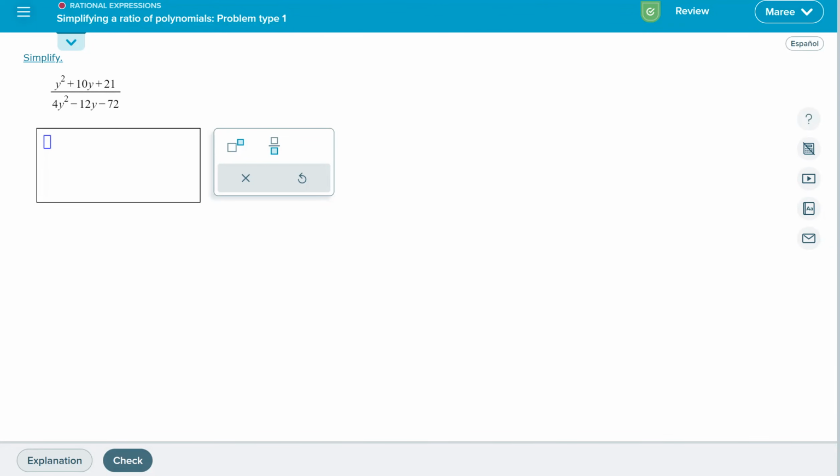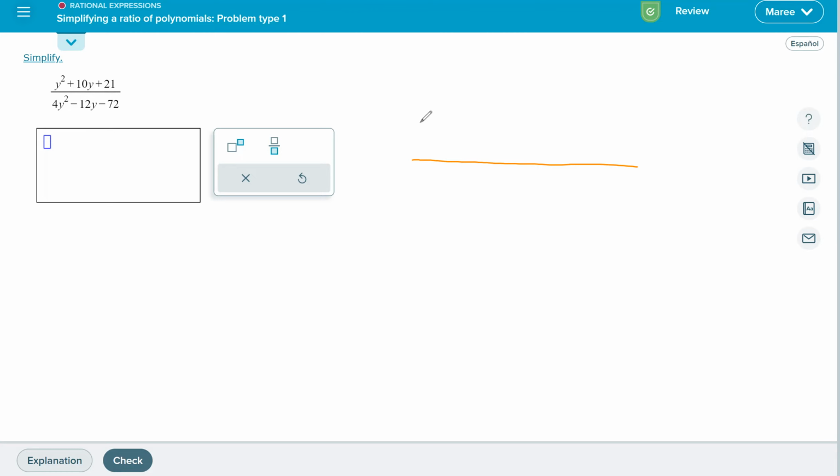The topic is called Simplifying a Ratio of Polynomials, problem type 1. So a ratio is a fraction, and we're going to need to simplify the fraction by factoring each part of the fraction, the numerator and the denominator, and then we should be able to cancel after we factor.